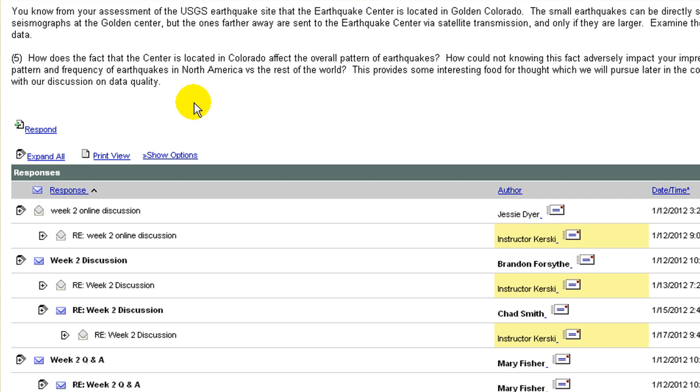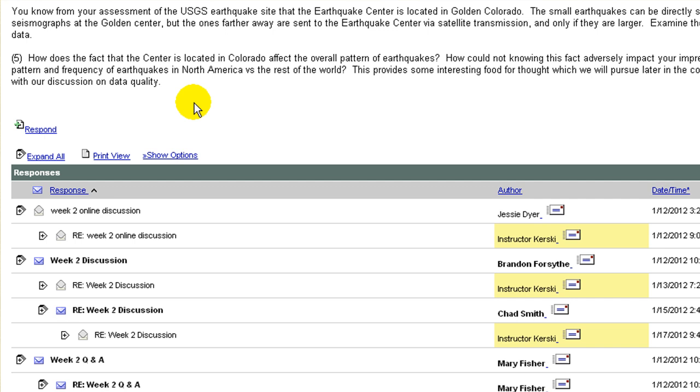This provides some interesting food for thought, which we will pursue later in the course in conjunction with our discussion on data quality. So I want the students to think about the fact that the earthquake center is in Golden. And so if you didn't know that, you would think that more earthquakes and more small earthquakes occur in Western North America. That's not the case. It's just that the earthquake center being there can directly sense most of those earthquakes, as opposed to those small earthquakes around the other parts of the world. So it's biased toward earthquakes in that part of the world, in other words, in Western North America.